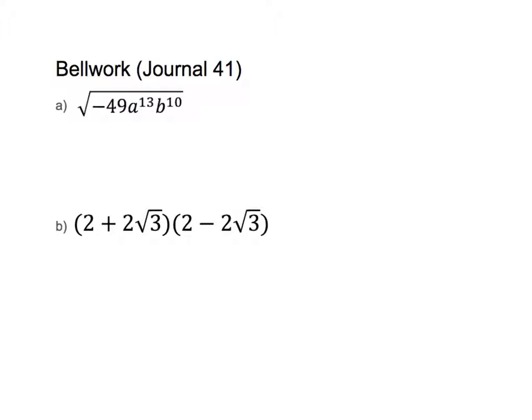Okay, so journal 41. We're going to start out with bell work, as always. And so I have two problems up here. One is a square root, and the other one here is multiplying radicals. So let's start by just simplifying this problem here.